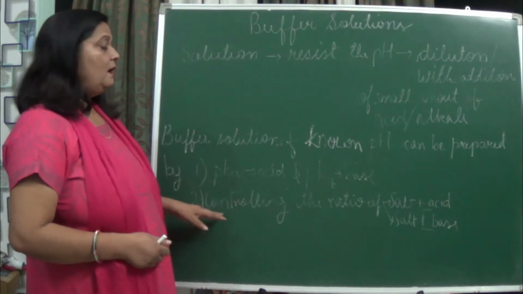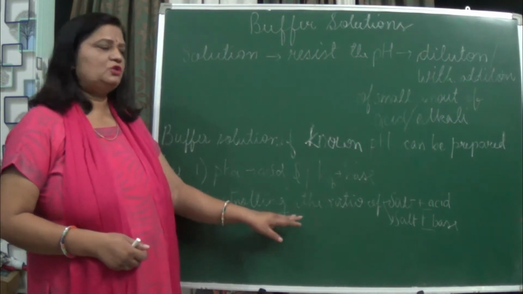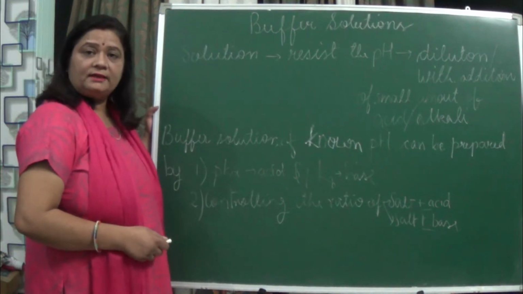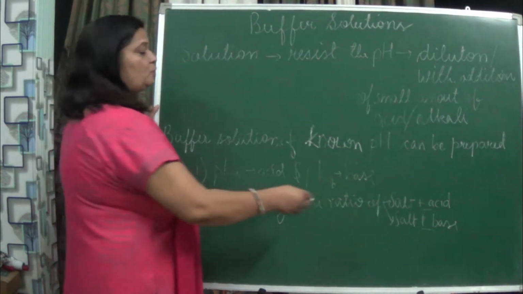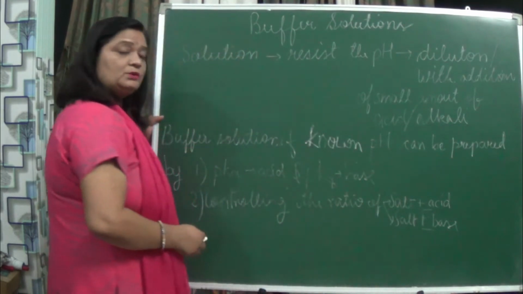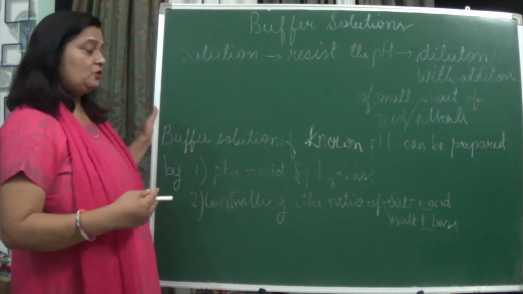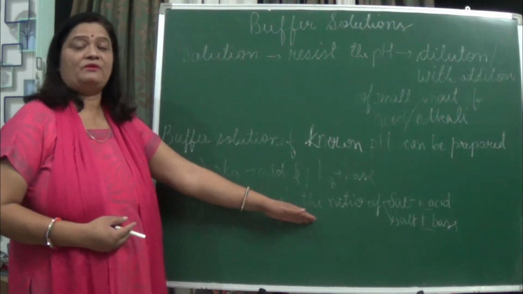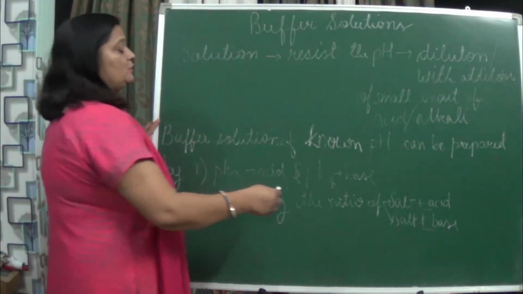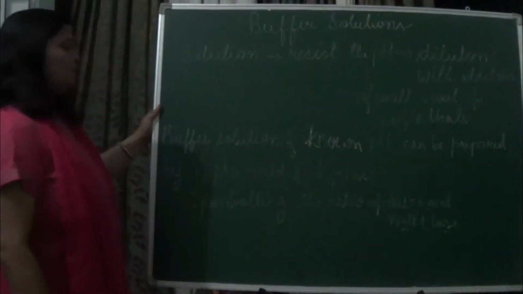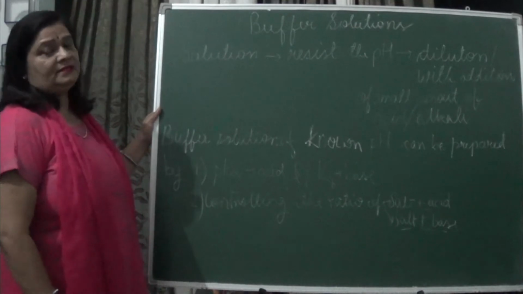And the second thing is by controlling the ratio of salt and acid, or salt and base. If we want to make an acidic buffer, we control the ratio of salt and acid. And if we want to make a basic buffer of known pH, we take salt and base. The ratio of salt and base can be controlled to get a known pH of a basic buffer.